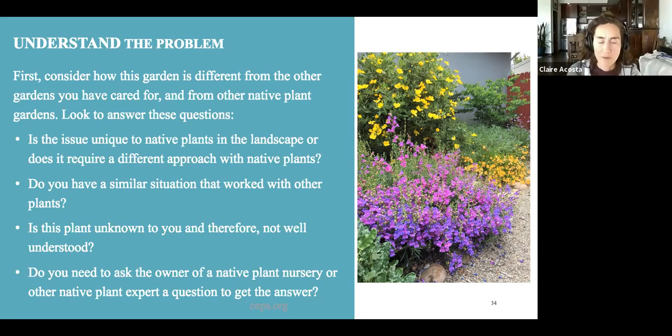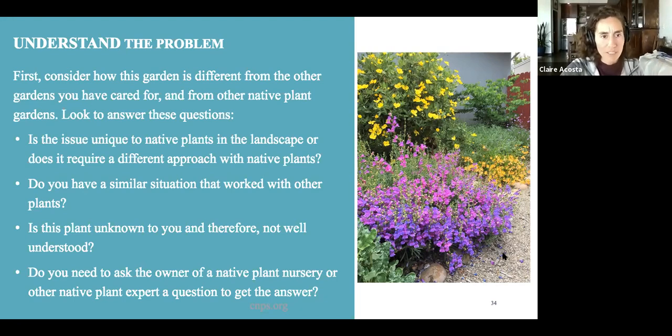If you don't know it very well, maybe start digging into the UC IPM website or something, because they often organize it by plant, and it'll tell you the common pests and problems they have. Or use your maintenance data sheet, the one we looked through in the last class. Look up the plant and see what issues are commonly found on it. Or maybe you need to talk to someone.